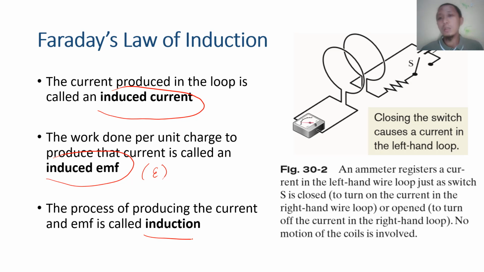So first, if we have the wiring like this one, we have wire A, and this is wire B, like this one.